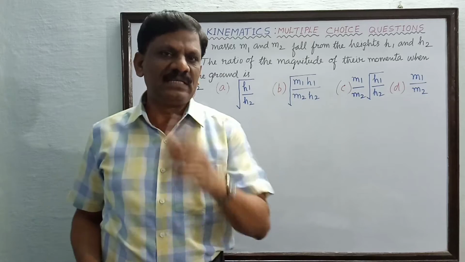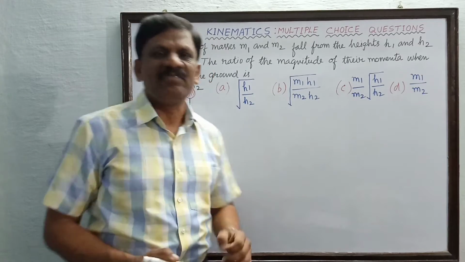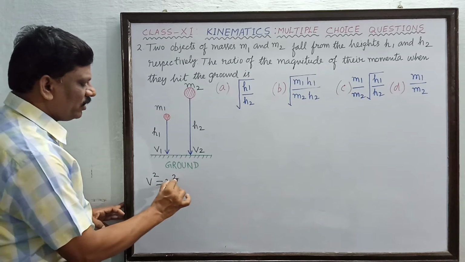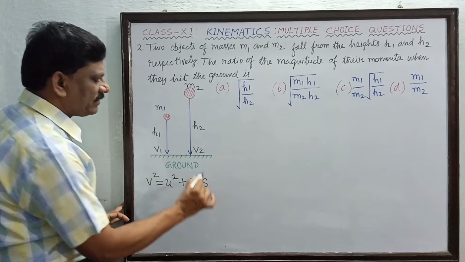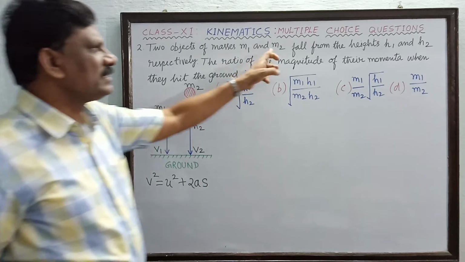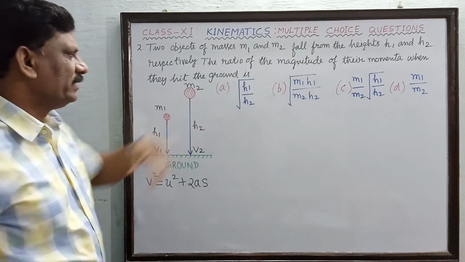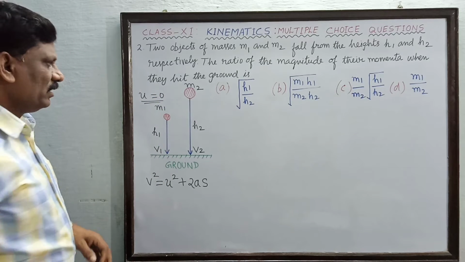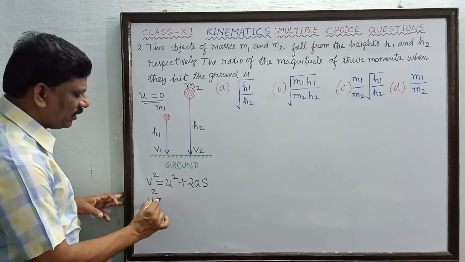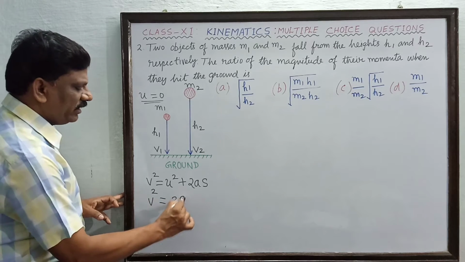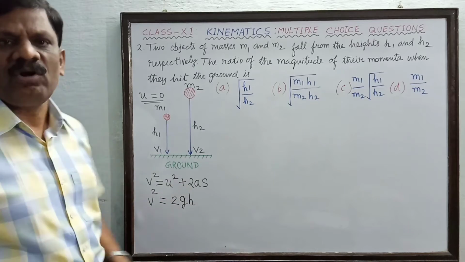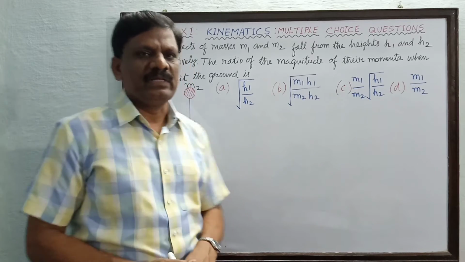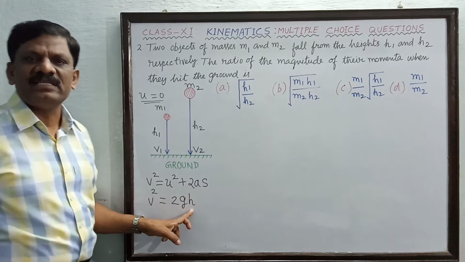Now, we have studied the equations of kinematics. The third equation of kinematics we are going to use here, that is v square is equal to u square plus 2as. Now since both the masses are falling freely, their initial velocity will be equal to 0. And hence v square is now equal to 2gh. For freely falling objects, the acceleration due to gravity is 9.8 meter per second square. And the distance traveled in the vertical direction is equal to the height.